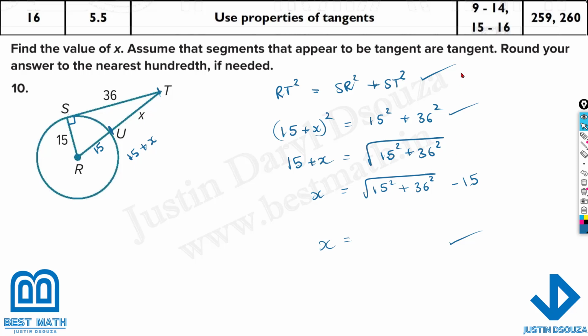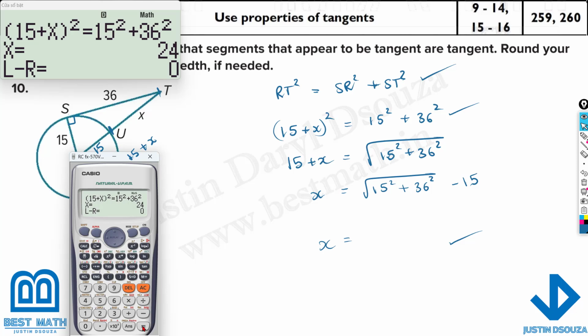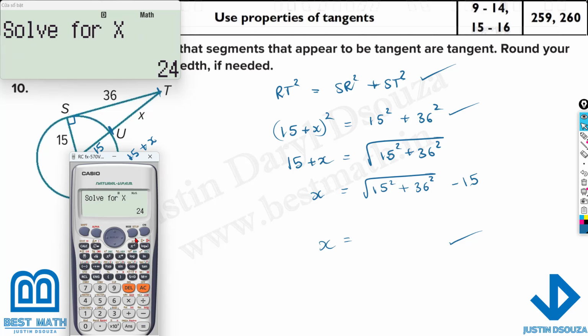We will do it in the calculator now. Over here, I'll show you solving from this second step itself. 15 plus x, close the bracket, squared will be equal to 15 squared plus 36 squared. Shift and solve. This is not the answer, this is the previous stored answer. You need to press equal to and then press equal again. The answer is 24.